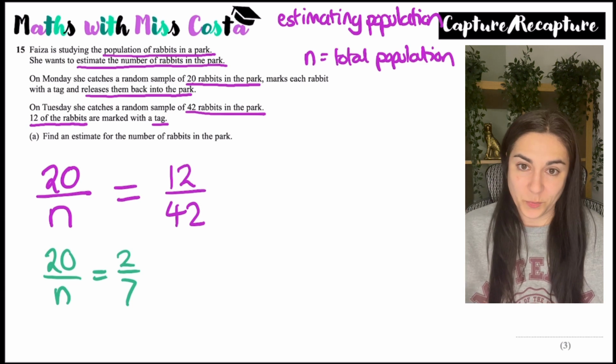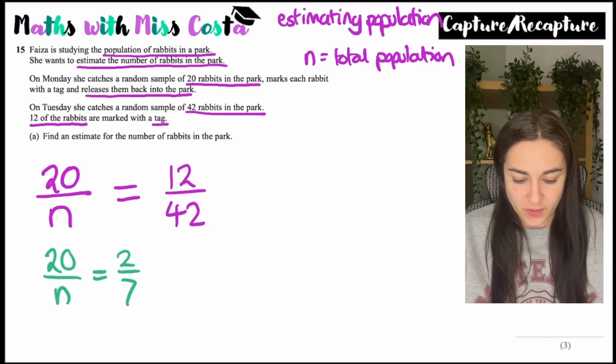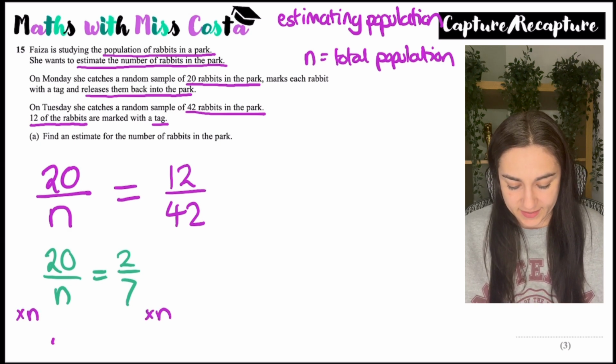But if it was a decimal, it would make this a little bit easier to show. What I can do, because n is my denominator, is multiply both sides of the equation by n. So I'd be left with 20 equals 2/7 times n. So I've got n on this side and it's no longer a denominator.